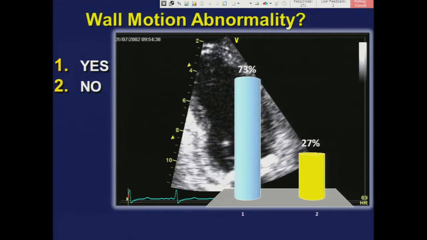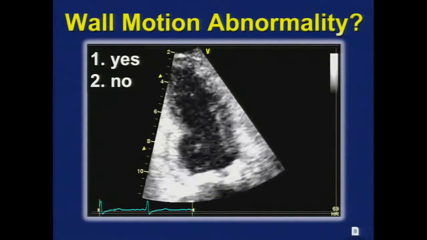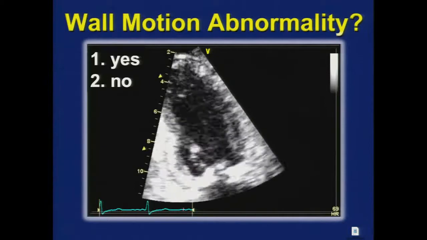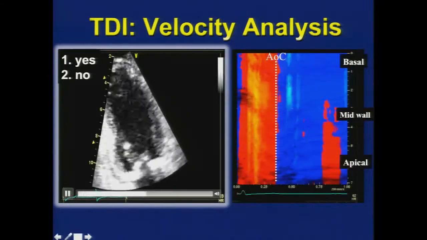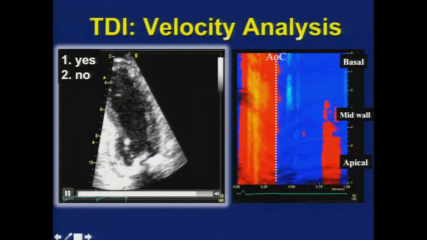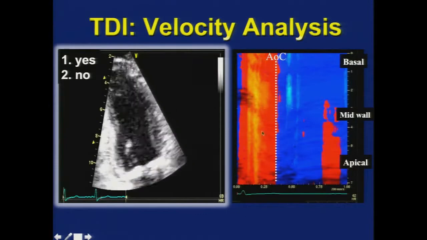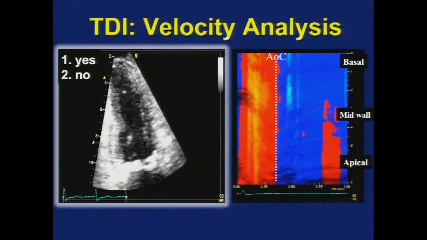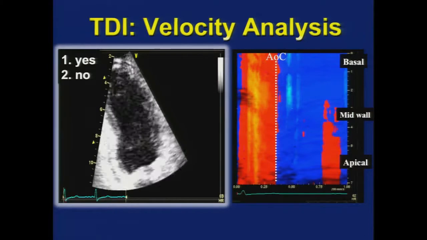70, 30, give or take, which is what I think we would expect, right? Because this is really a somewhat subjective interpretation of whether you think there is or is not a wall motion abnormality. I'm going to show you the same two-chamber view again, but what we've done on the right is that we've traced from the base of the inferior wall to the apex. And on the right here, we've displayed the distribution of velocities from base to apex over time. And now I'm going to ask the same question. Do you think that there is a wall motion abnormality?